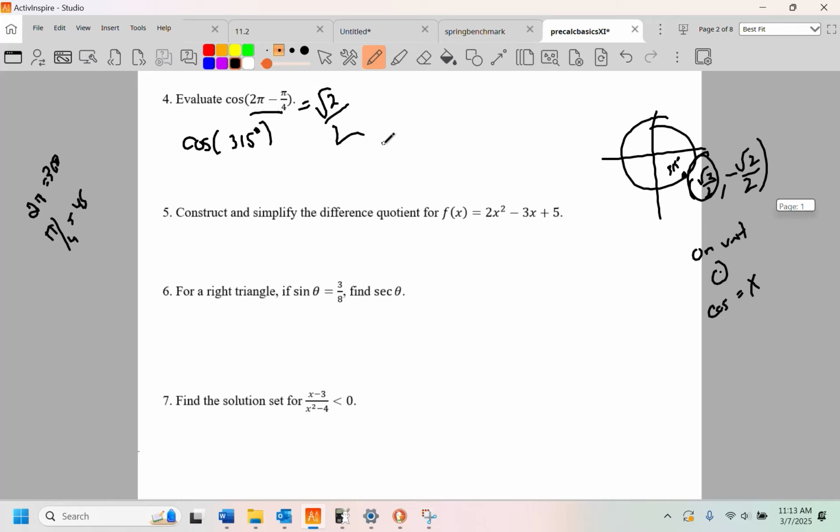Construct and simplify the difference quotient for f of x is 2x squared minus 3x plus 5. Notice I did not give you the difference quotient.